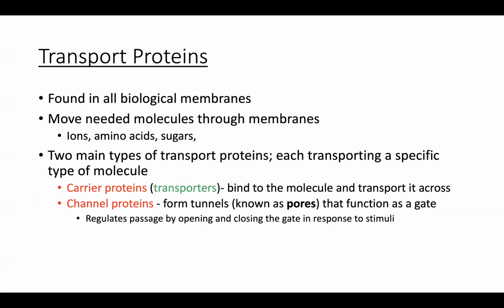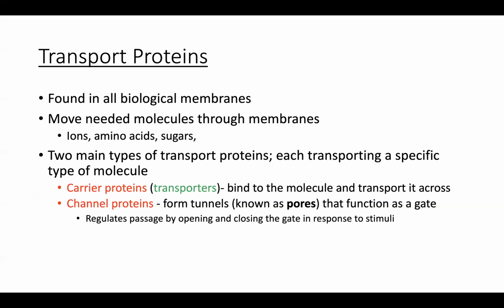All right, so those larger ions, amino acids, sugars, and so forth are going to be transported into the cell by way of transport proteins. There are two main types of transport proteins, right? Carrier proteins and channel proteins. These carrier proteins, as the name suggests, are going to function as transporters. And so what they do is they basically bind to a molecule that's trying to cross the membrane. You're going to bind to it, attach to it, and transport it across that membrane.